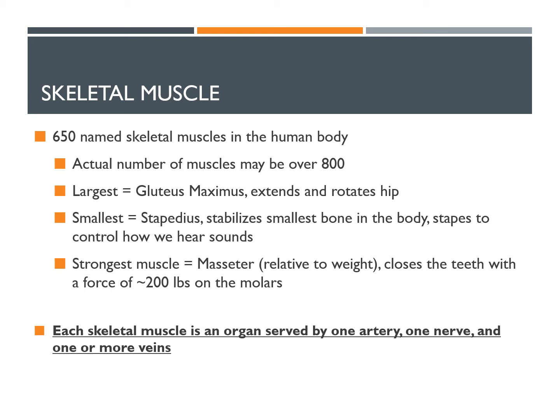Every skeletal muscle in the human body is an organ, as they are supplied by at least one artery, which brings oxygen-carrying red blood cells and nutrients to muscle, one or more veins, which carry away wastes and deoxygenated red blood cells, and one nerve, which brings electrical impulses from the brain and spinal cord to the muscle and stimulate it to contract.